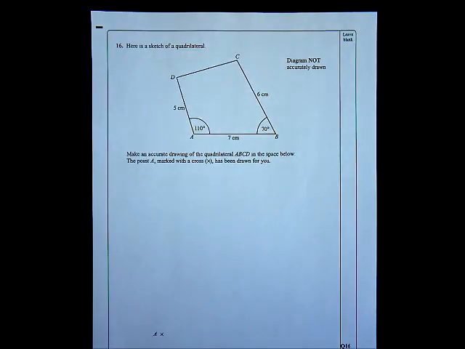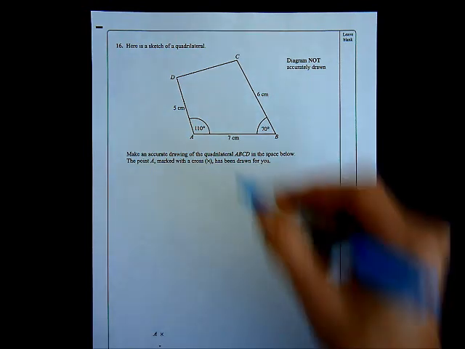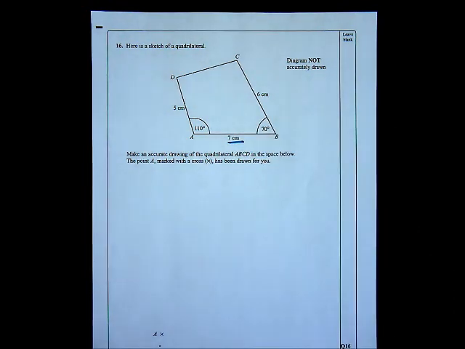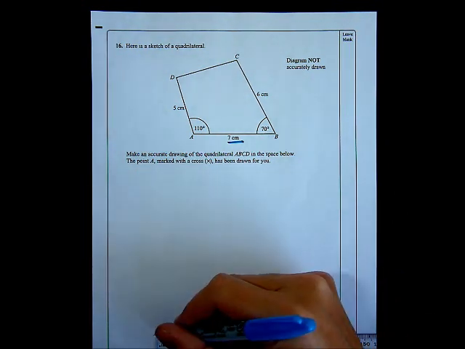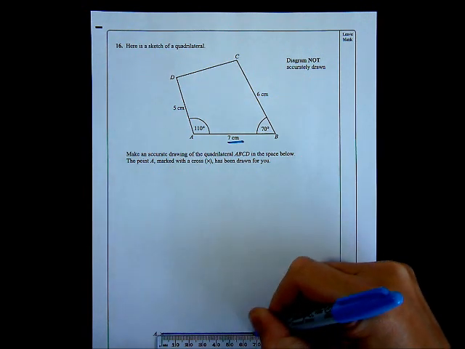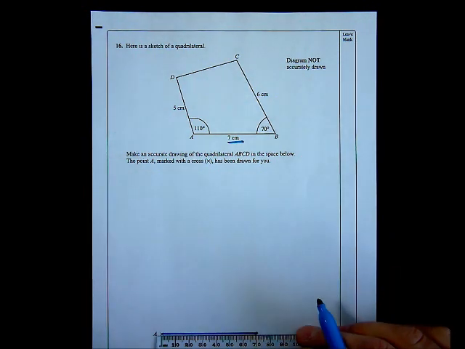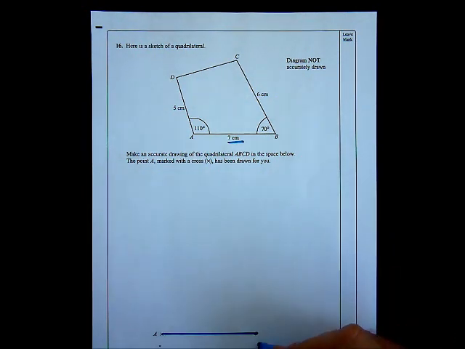On question 16, I'm given a sketch of a quadrilateral, and I'm asked to make an accurate drawing in the space below. And they've marked the point A on for me towards the bottom of the paper. So the first thing I need to do is draw a side of 7 centimeters length from A. So using my ruler, I'm going to draw a line of 7 centimeters. Now you do get a little bit of leeway on these questions, but it is important to be as accurate as possible. So that's the point B.